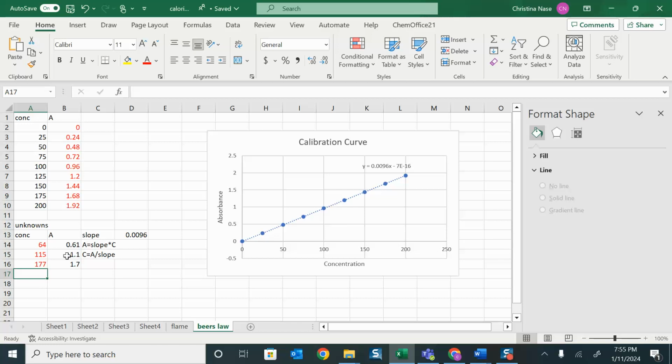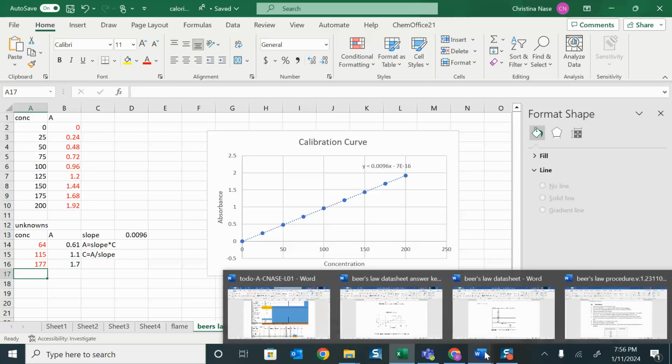So we have a concentration of 64, so 64 on my x-axis, and we're over here. If I draw a line up here, see where it hits the graph and draw a line over, yeah, sure, that could be around 0.61. 115, it's going to be around here, draw a line up, and yeah, that's between 1 and 1.25, sure, so 1.1 makes sense. And then the last one, 177, that's over here-ish. Draw a line up and over, yeah, you're in the right range. So these numbers make sense. You can just always verify using that graph.